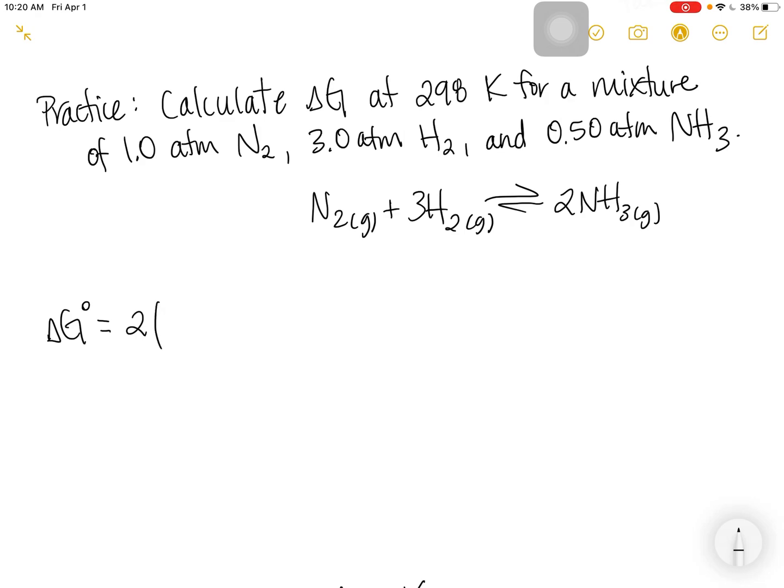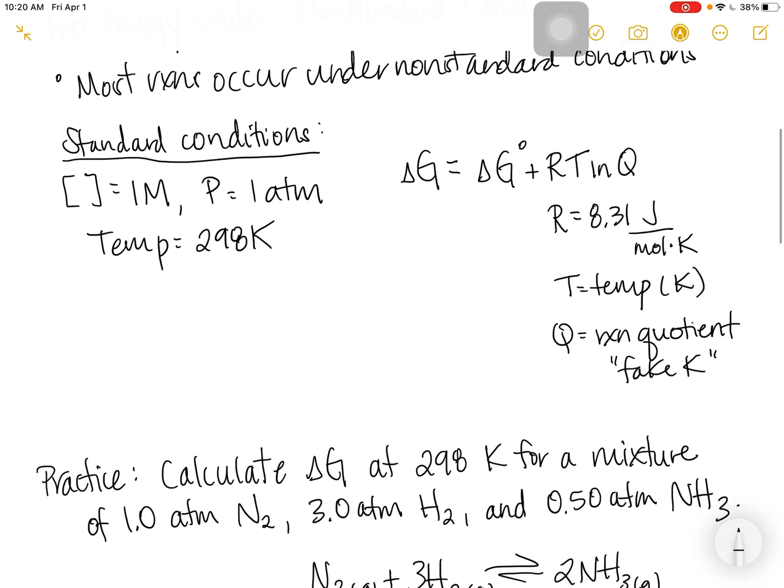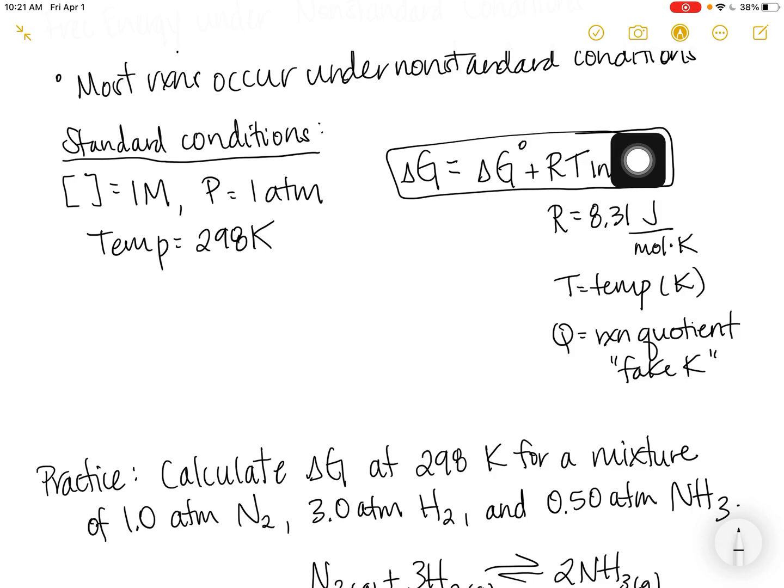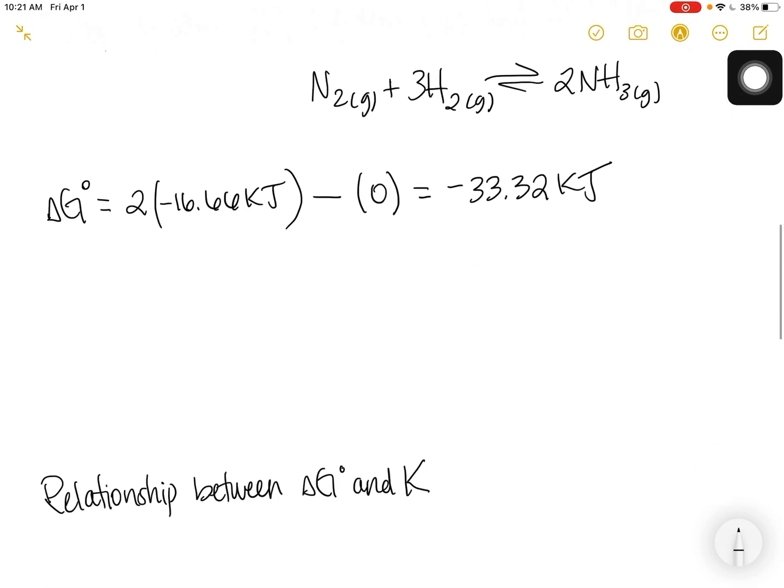I look up NH3, there's 2 moles of it, and its delta G value is negative 16.66. I subtract from that the delta G's of my reactants, but guess what? They're elements, diatomics, in their standard state, and so they're all going to be 0. And so delta G at standard conditions is negative 33.32 kilojoules. If I'm going to use this formula that we just talked about, I have R, I have T, I just calculated this, I need Q.